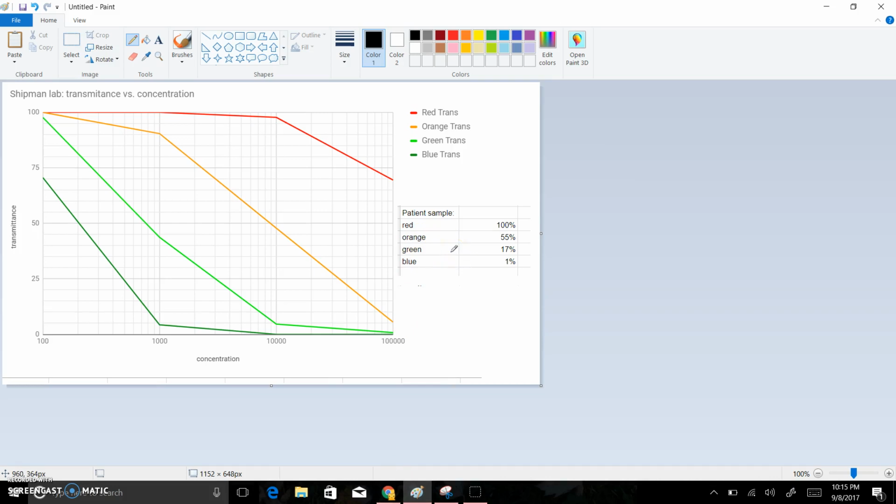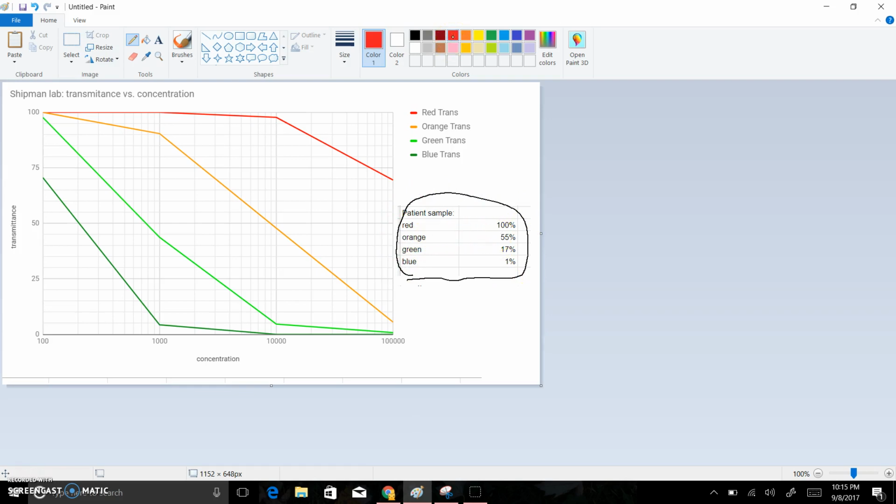Okay, so here we are. This is my sample graph. Once again, yours will look different if you watched the graphing video, but that's okay. I want to show you how to read it on this graph so you can then use your graph. So you can see I've got my patient sample right here. I've got the percent transmittance for the red, the orange, the green, and the blue. So I'm going to take it step by step.